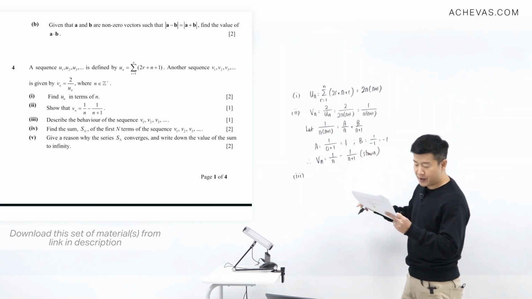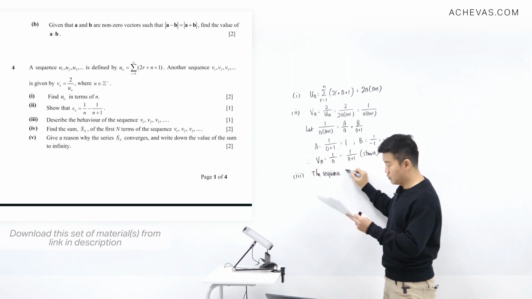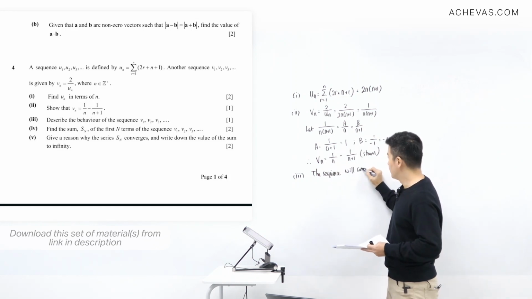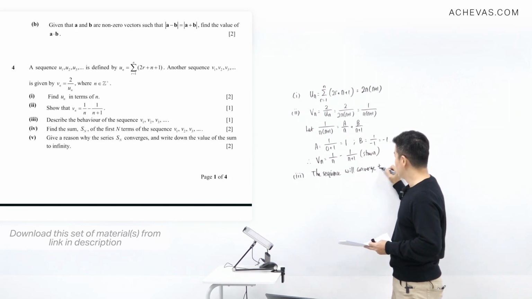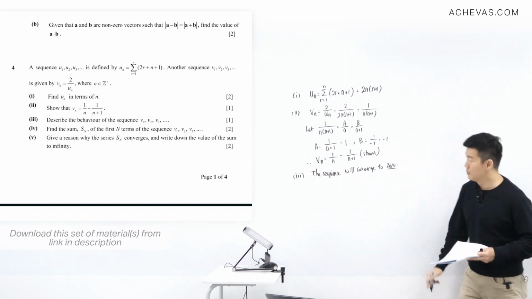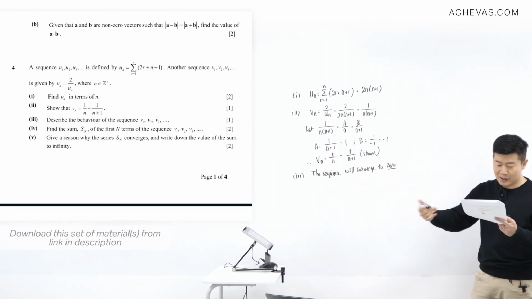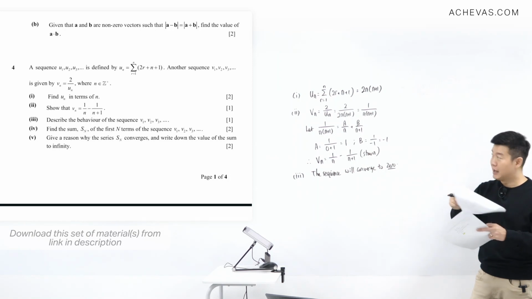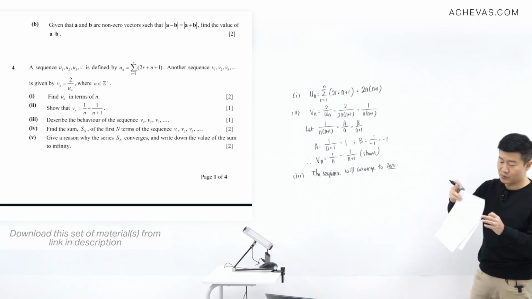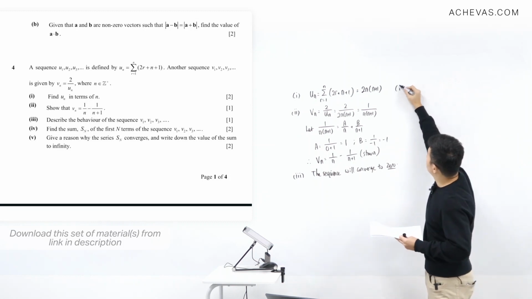So my answer for part 3 will be the sequence will converge to 0 because V infinity is 0. So it'll slowly become smaller and smaller and smaller, and ultimately it's going to become 0. And next, part 4, let me write it down here.